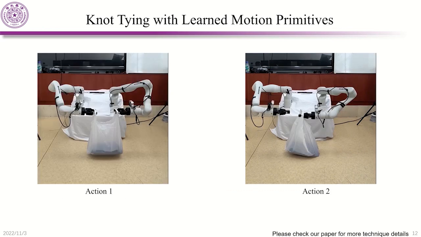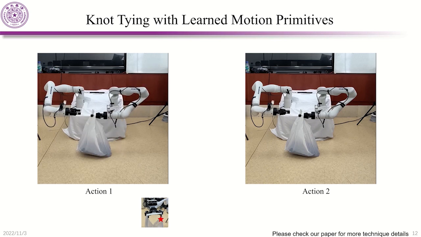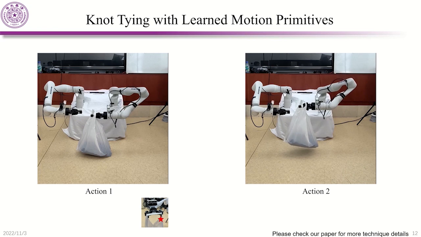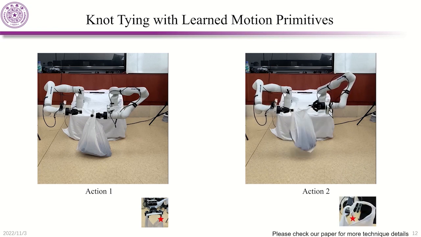After hanging the bag on the grippers, we use two trained motion primitives to tie the node. Each motion primitive is responsible for one side of the plastic bag. The wrist camera detects the grasping point, and the robot will move to the point under collision constraints.